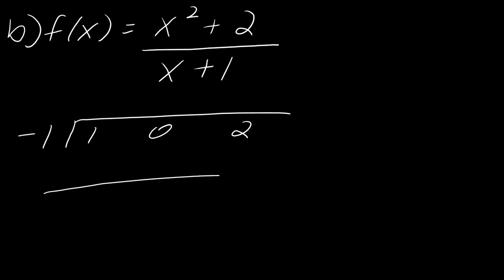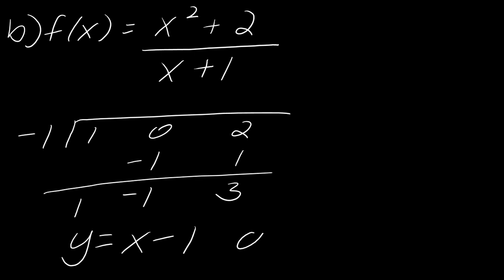So now I can do the synthetic division. I bring down the 1, 1 times -1 is -1. Add those together, that's -1. -1 times -1 is 1. This becomes a 3. The way that I interpret this is that it starts out as the x column, this is the constant column, and this is the remainder column. So I can interpret this as my oblique asymptote is x minus 1. So there's my oblique asymptote.